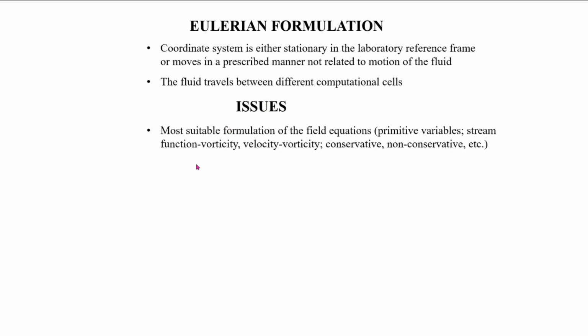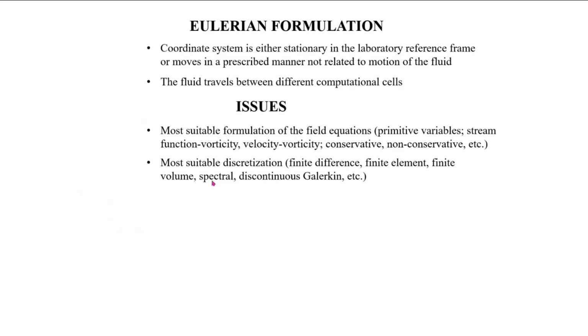The issue that we have here is what is the most suitable formulation of the field equations. We can have primitive variables, stream function vorticity, velocity vorticity, conservative, non-conservative formulation, and so on. So depending on applications, a certain way of formulating the problem is better than others. Then what is the most suitable discretization? Finite difference, finite element, finite volume, spectral, discontinuous Galerkin, and so on. Again, depending on the type of problem, some of these discretizations may be better than others.